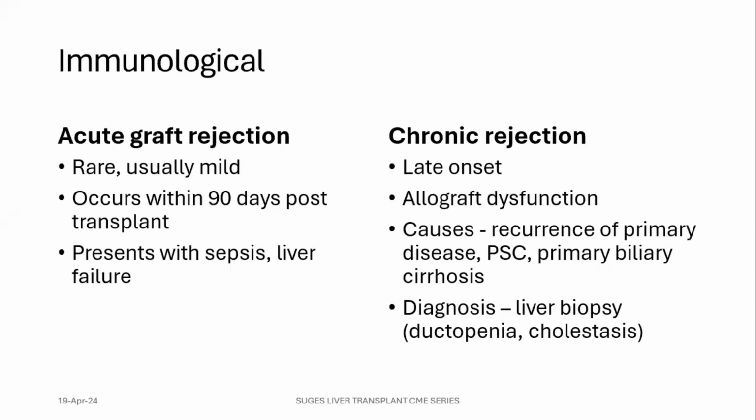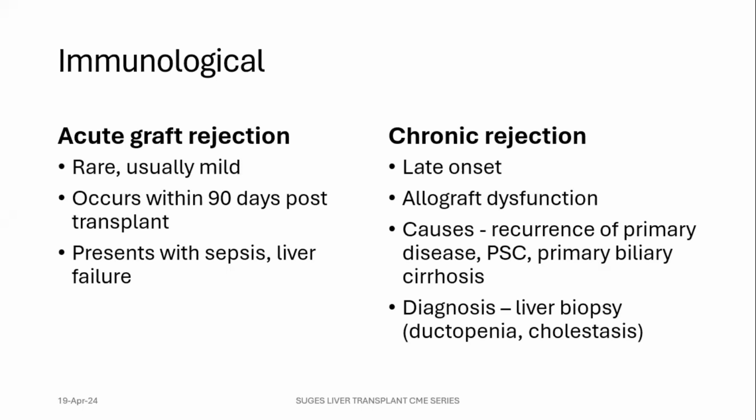Then the other immunological complications. These are acute graft rejection and chronic rejection. Acute graft rejection is rare. It's usually mild, but it can occur within the first 90 days post-transplant. Unfortunately, this is what our late colleague succumbed to, and they present with sepsis and liver failure.